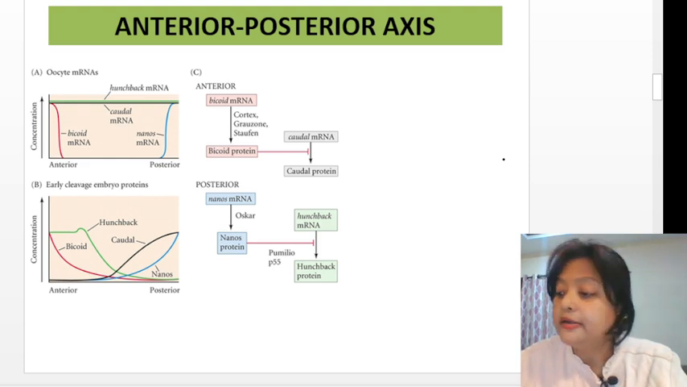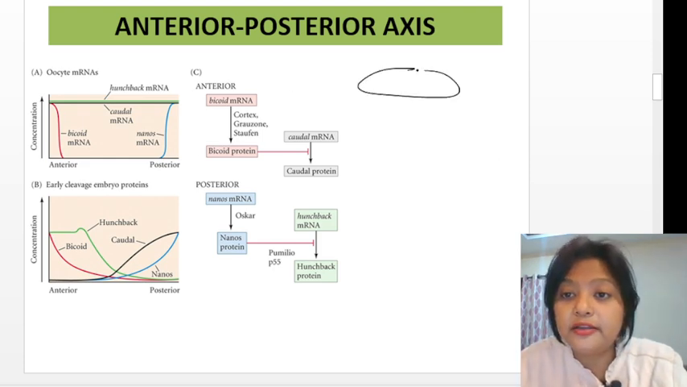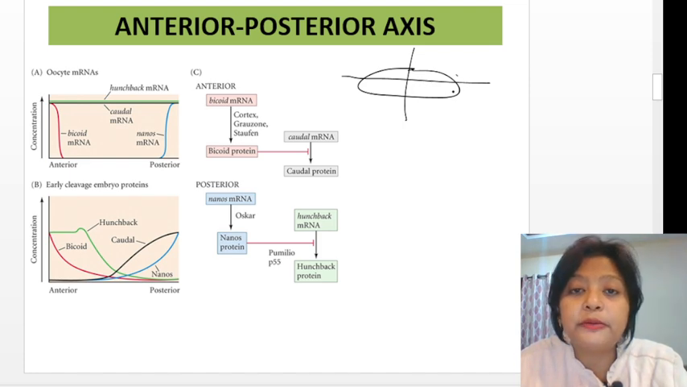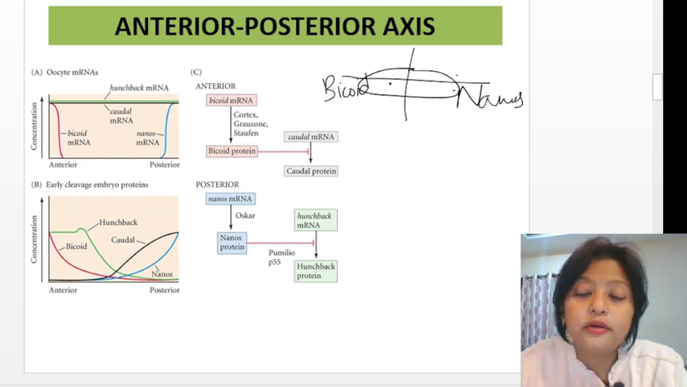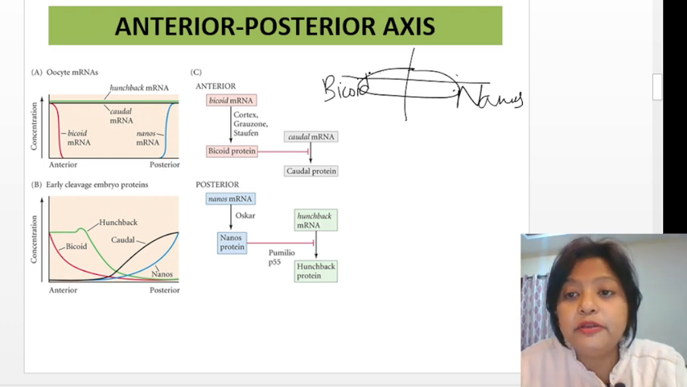See, I've told you about the posterior part. Now coming to this part, in the posterior part, I told you that there is nanos out here, right? And I told you there is bicoid, and it's somewhere in between, all over. What is lying out here? Hunchback and caudal, I told you.